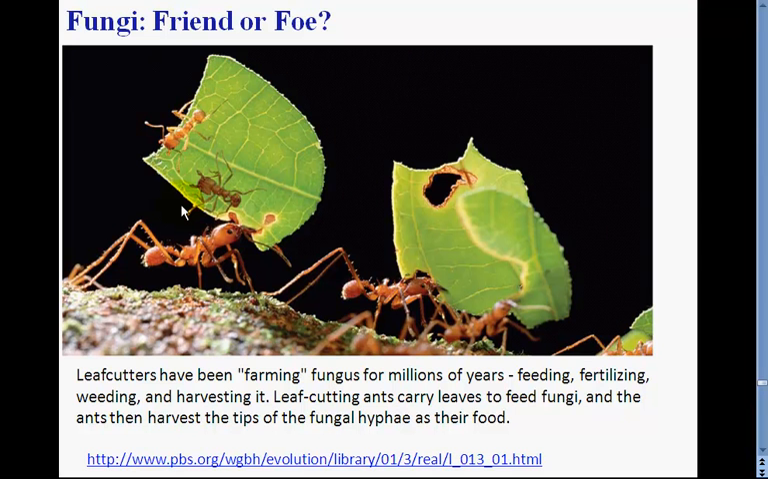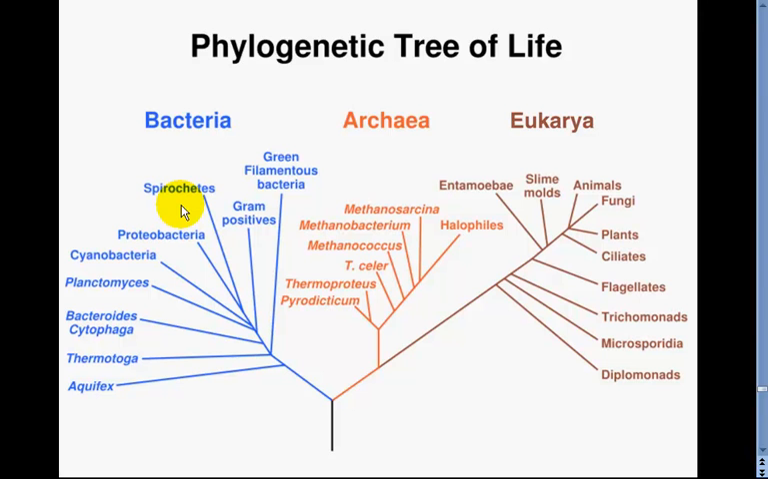Finally, we have some leafcutter ants that actually farm fungi. They grow little fields of fungus, they harvest it, they fertilize it, they weed it, and the fungus actually has a good environment to grow in because of these ants, and meanwhile the ants get a lot of their nutrition from the fungus. All right, so that concludes our whirlwind survey of the different domains and kingdoms of life.